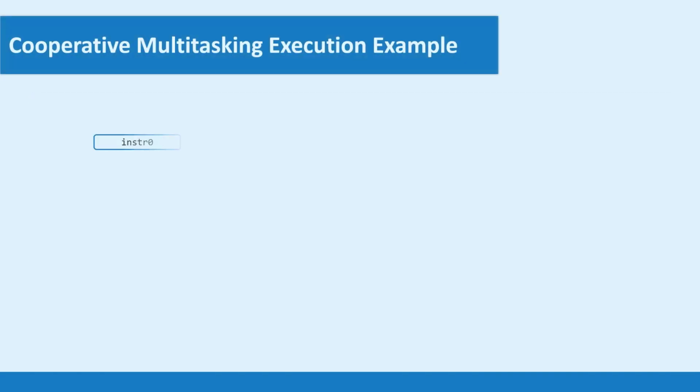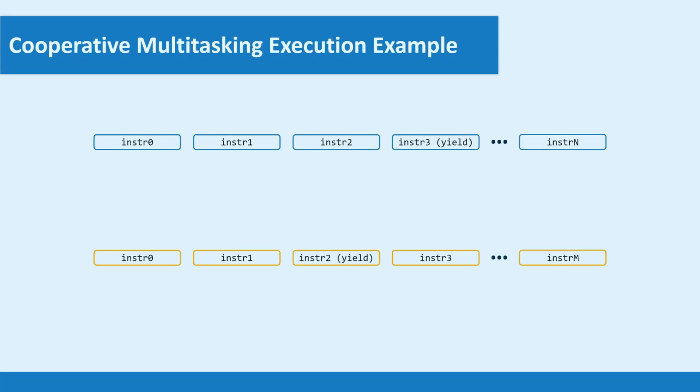Let's say that two tasks should be executed by our CPU. It starts executing the first one, jumping between different instructions. And at some point of time, program counter lands on yield instruction. When that happens, CPU looks for other tasks that need to be executed, and it sees the second task. So it switches to executing it instead of the first task and starts running on the second task.